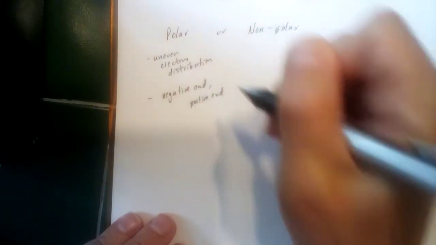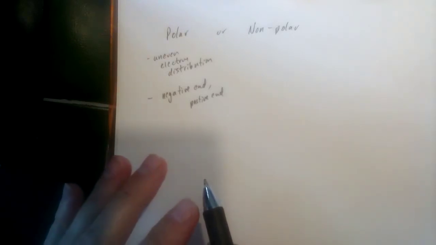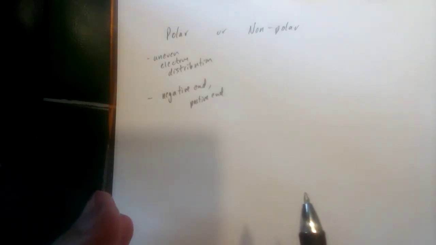And that's one of the reasons why we want to know about this. Having a negative end and a positive end will change the physical properties of a certain type of molecule. So one of the first things we'll talk about in Chem 2, if you go on to take Chem 2, is how a molecule being polar changes what we would expect about its physical properties, like its boiling point, compared to one that's nonpolar.